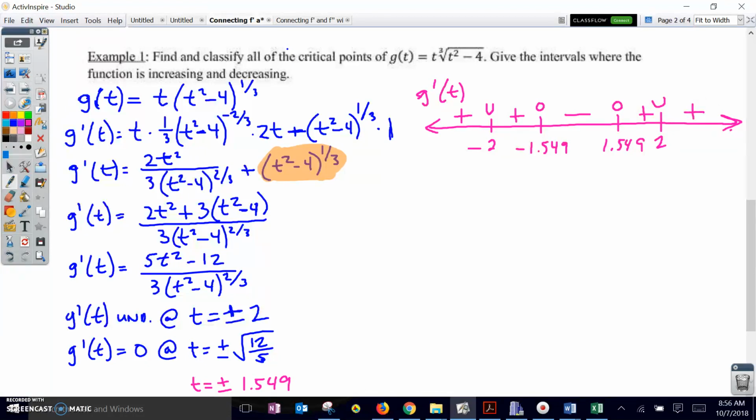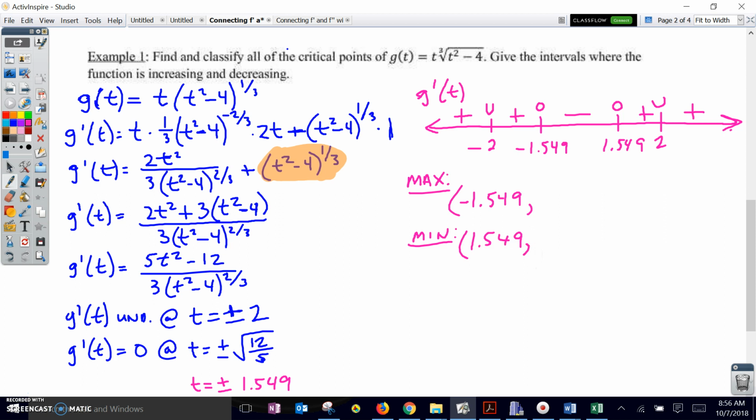Okay, so let's take a look at what I have here. I have a maximum where the derivative sign changes from positive to negative, and so that's going to happen at negative 1.549, and whatever the y-coordinate of that is, we'll find that in a second. I have a minimum where the derivative changes sign from negative to positive, so that's at 1.549, and whatever the y-coordinate is of that point.